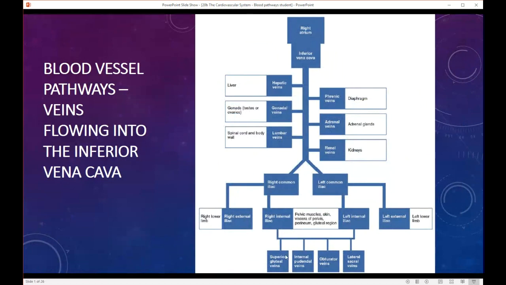Here is the blood flow coming into the inferior vena cava. So we have it coming from the liver, the gonads, the spinal cords, the lower limbs. Those would be our legs, okay? The pelvic areas, and the kidneys, the adrenal glands, and the diaphragms.